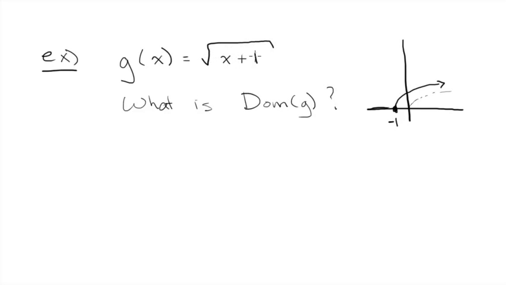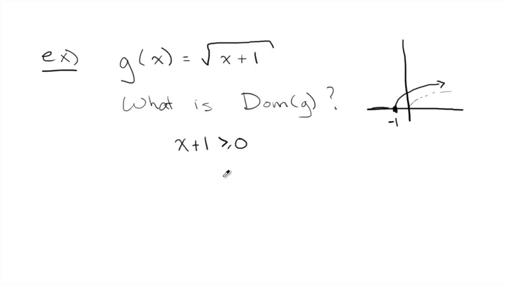Or you might just think about how you could evaluate this function. So we know that with square root functions, you can only take the square root of non-negative numbers. So whatever is under the square root, x plus 1, must be bigger than or equal to 0. Otherwise, you couldn't take the square root of that number. So which values of x is that true for?